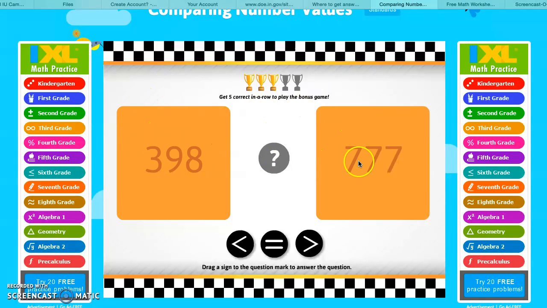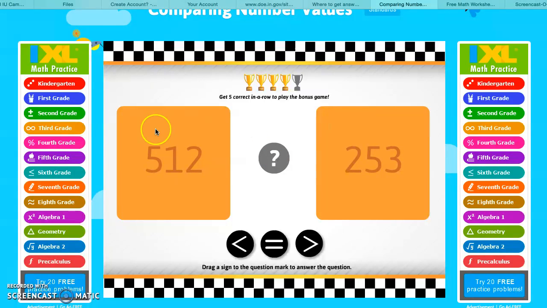398 and 777. Look at the hundreds place. We have a 3 and we have a 7. We know that 7 is bigger than 3. So 398 is going to be less than 777. Yep, that's correct.